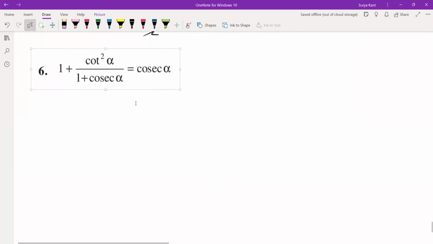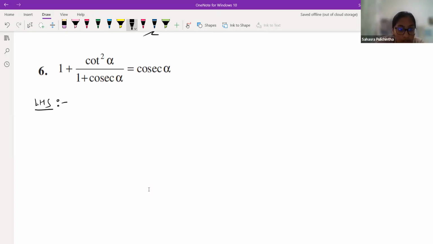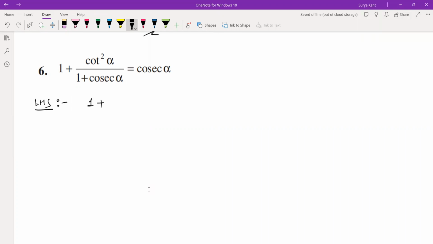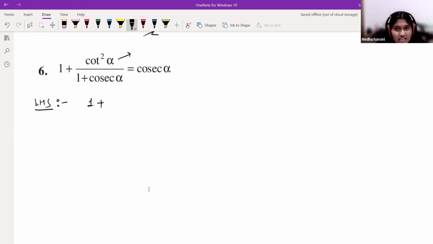So I'll ask Sahasra. Sahasra, tell me the first step. We can first simplify cot square alpha, and 1 plus 1 by sin. Cot square alpha can be written as what? What is the reciprocal of cot square alpha? Sin alpha? We have not done this, I think, right? It's sec, sir. Sec.